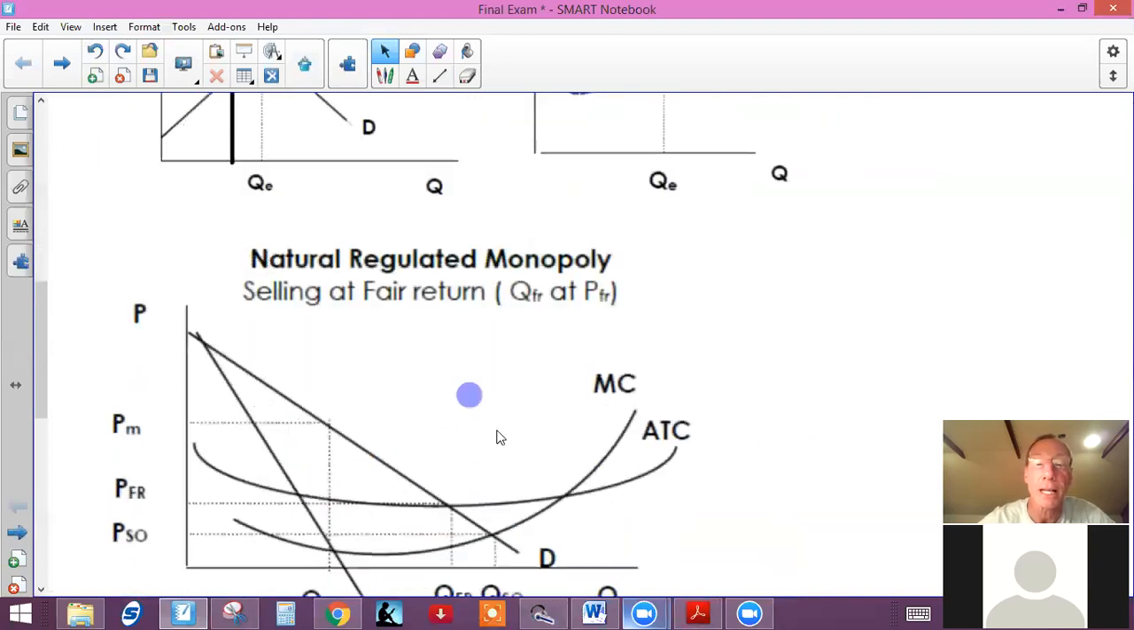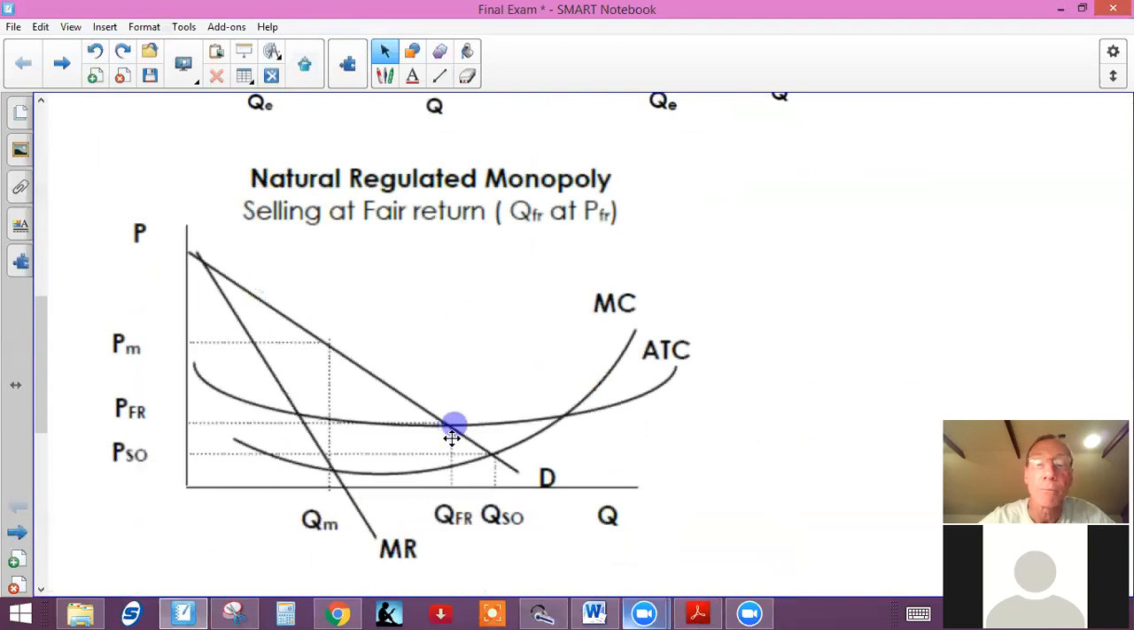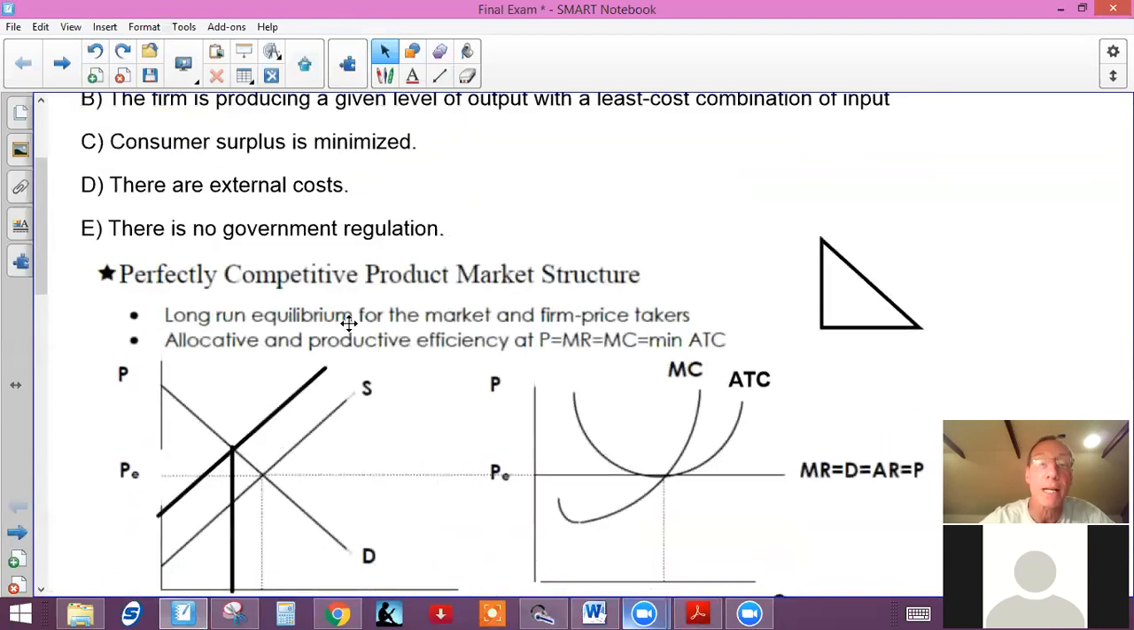In this example right here, when you have productive efficiency with a monopoly where average total cost equals price, there absolutely has to be government regulation, which is why that E is a wrong answer. Okay, so do you have any questions?